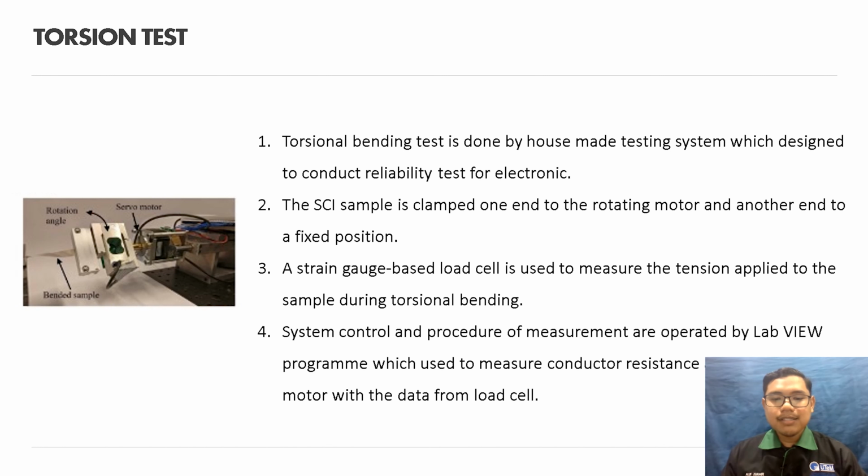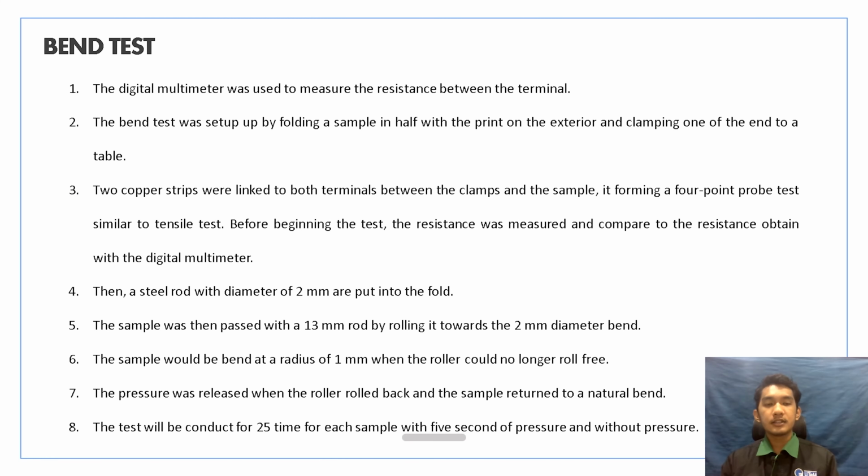Fourth, the system control and procedure of measurement are operated by a LabVIEW program, which is used to measure conductor resistance along with the data from the load cell. For the bend test, a digital multimeter was used to measure the resistance between the terminals. The bend test was set up by folding a sample in half with the print on the exterior and clamping one end to a table. Two copper strips were linked to both terminals between the clamps and the sample, forming a 4-point probe test.